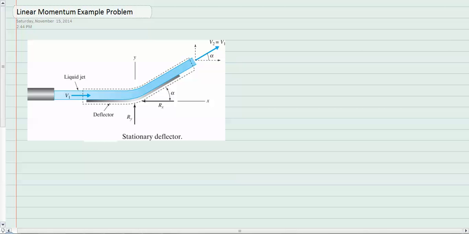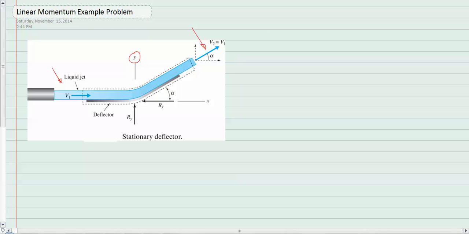This is a linear momentum example problem using a stationary deflector or blade. Looking at it from left to right, you have an inlet section here and an outlet section there. You have a liquid jet entering a control volume. Notice the location of the control volume includes not only the liquid but also the deflector or blade itself.